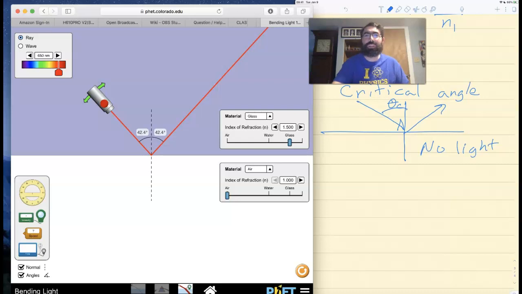So I hope you've enjoyed this brief lecture on a really cool topic like total internal reflection and Snell's law.